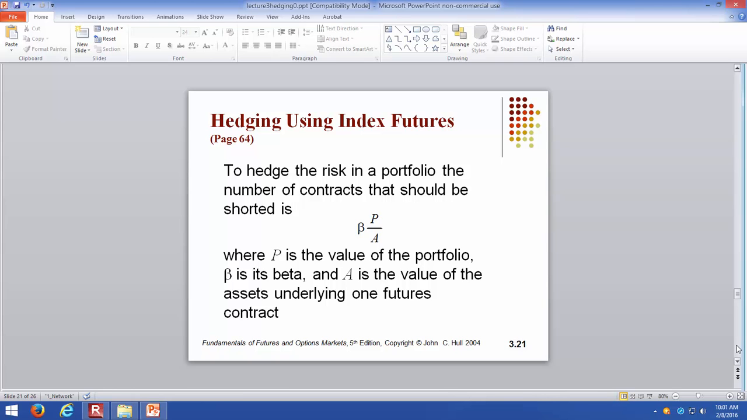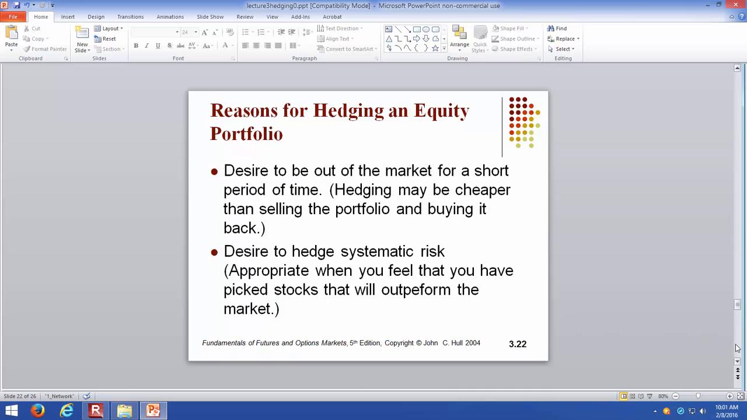Okay. Now what about a portfolio manager? Typically, if you're a portfolio manager, you might want to protect your portfolio, and one of the ways you can do that is by using futures contracts on different indexes such as the S&P 500 or the Nasdaq and so on. To hedge the risk in a portfolio, the number of contracts that should be shorted is given by beta times the portfolio value divided by the value of the asset underlying one futures contract.